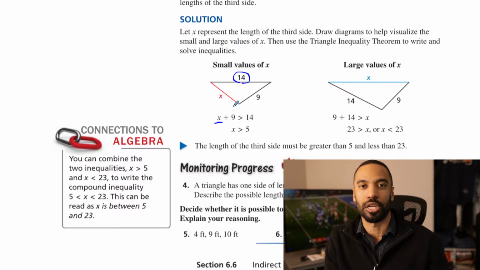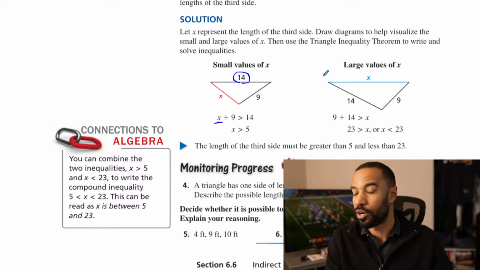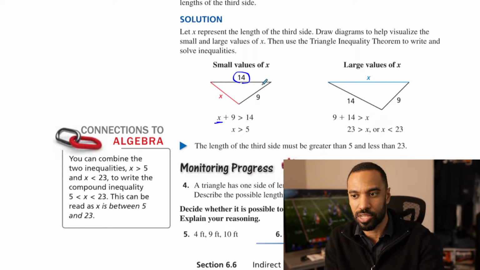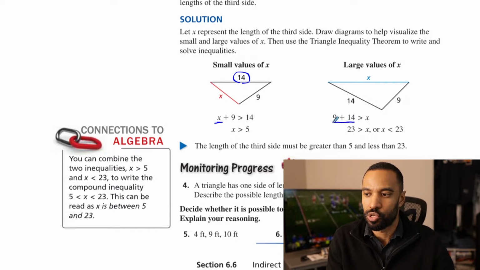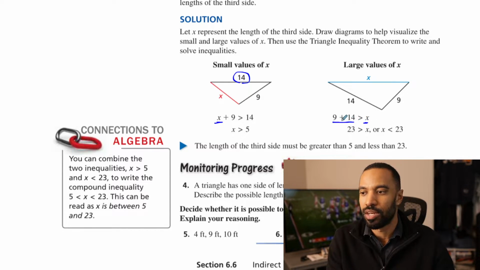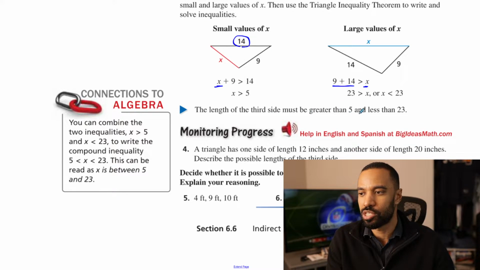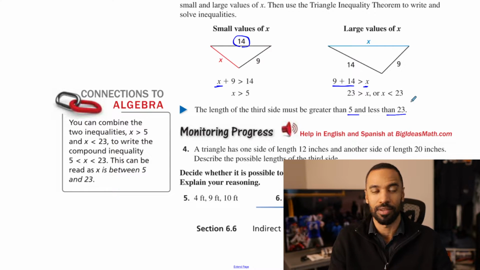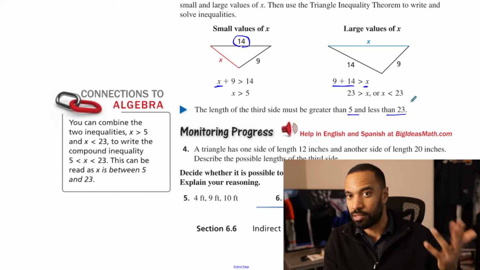But can it be anything greater than 5? Not quite, because what if x is that longest side? What if x was 100? Well, 9 plus 14 isn't greater than 100, right? We need to make sure that x is within the 9 plus 14 range. So now, assume 9 and 14 are the 2 shortest sides, and x is the longest here. 9 plus 14 is 23. 23 is to be greater than x, or plainly put, x is less than 23. So x has to be somewhere between 5 and 23. It can't be 23 and it can't be 5. It can be 5.1, it can be 22.9, and it can be 10, something like that.